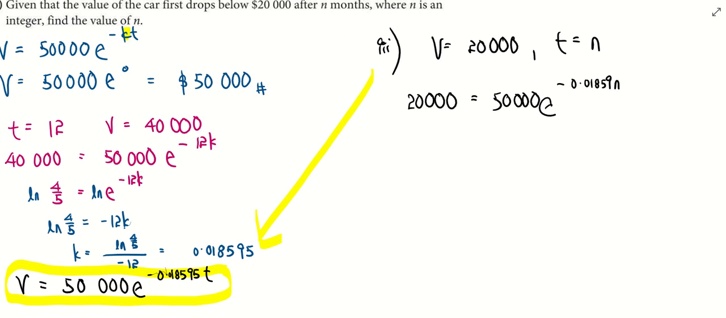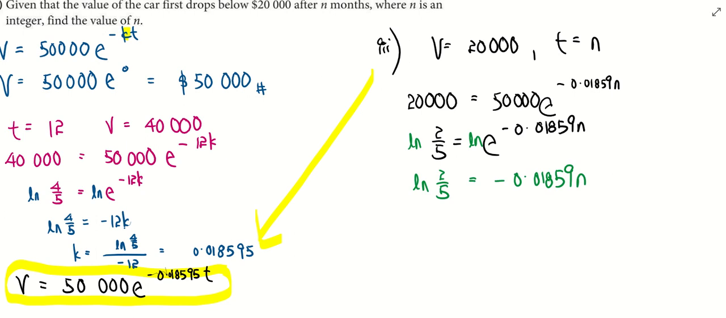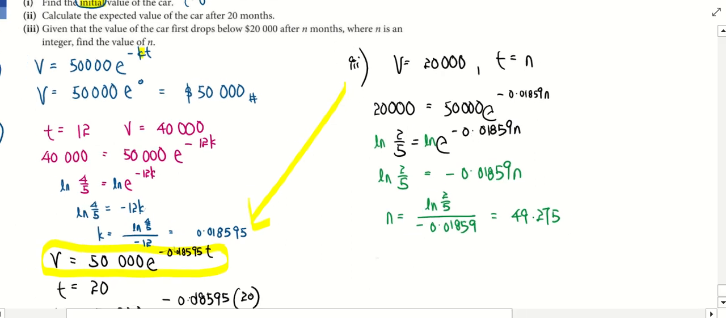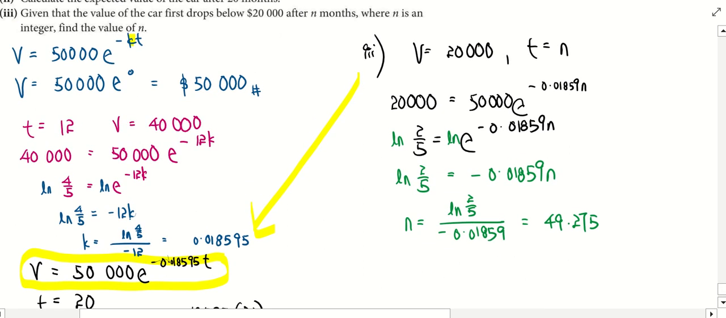Divide both sides by 50,000, so the coefficient of e will be 1. Next, I will introduce ln on both sides. After that, I will make use of the power law, since ln e is equal to 1. Alright, then I'll divide both sides by the coefficient of n over here. I have actually stored the value in my calculator just now, so it's quite easy for me to press the calculator. Note, this is a contextual question, so do not just round off easily.